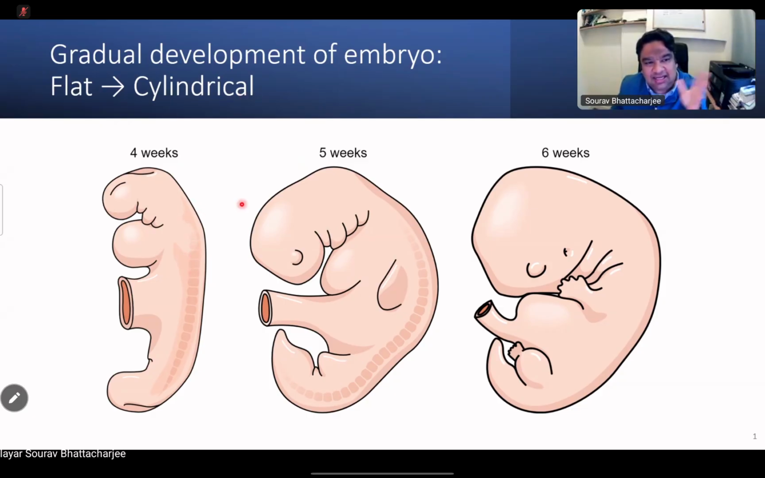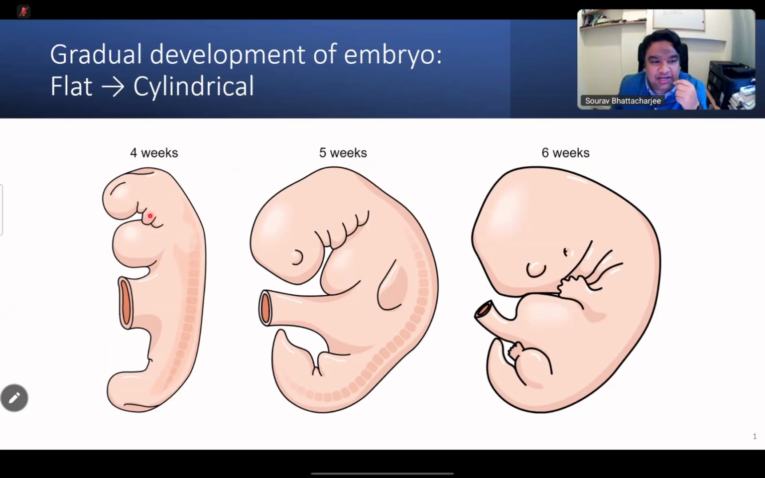As you can see, this is a cylindrical shape. We are looking at a left lateral perspective. This is at 4 weeks, 5 weeks, 6 weeks. Let's not get into this because this timeline keeps changing with the species. That's not where we are interested because that's pure information. We are interested in understanding the overall anatomy and how it develops.